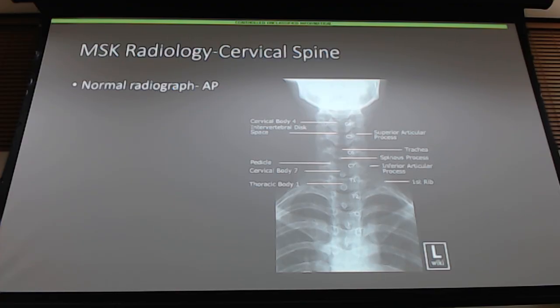Make sense? But everybody understands this is an AP. Can you shoot a PA? Do you have to? You can. Okay, so understand what view you're looking at. It should be marked. Is this one marked? Yes. It says normal radiograph AP. Okay, so understand that. Make sense? Okay.